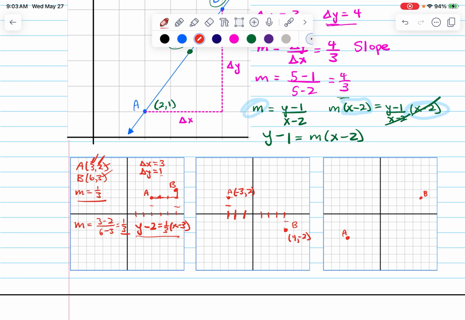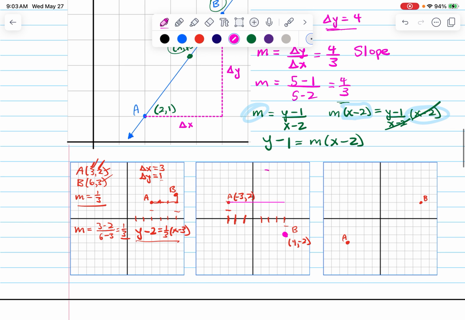Okay, now, I got 2 points, I only need 1. But let's just see what the slope is. To get to this B down here, I need to go to the right 1, 2, 3, 4, 5, 6, 7. I go 7 to the right, so that's delta x. And then how far down do I go? 1, 2, 3, 4. Delta y is -4. There we go. So I know right away from that my slope is going to be -4/7.